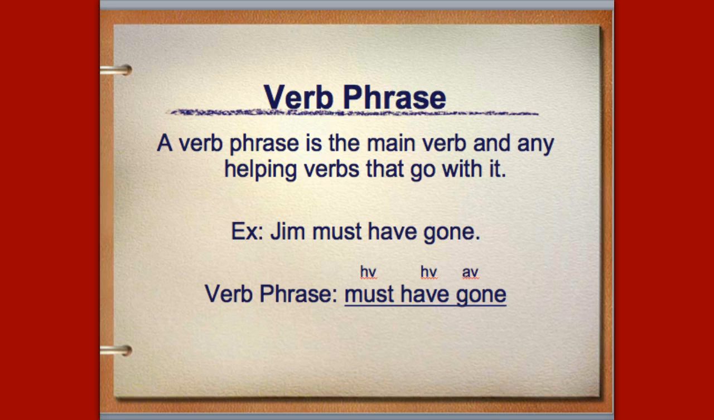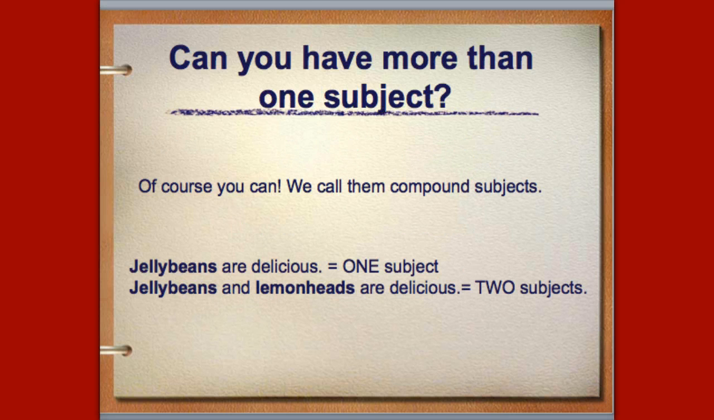A verb phrase is the main verb and any helping verbs that go with it. 7th graders sometimes do ask about what is a verb phrase. So if we have must have gone, we've got a couple of helping verbs there helping the action verb gone. Must have gone, the entire part, is indeed a verb phrase. Now you can have more than one subject.